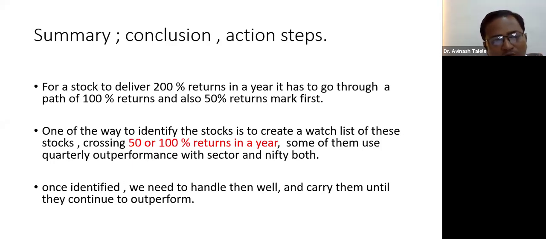Usually it has. So one way to identify the stock is to create a watch list of stocks crossing 50% or 100% returns in the year. Some people use quarterly outperformance of a particular sector against Nifty, or both. Sometimes there are stocks which have no sector and no defined index, so I'll tell you how to create a customized index to find those stocks also. Once we identify those sectors, we need to handle them well and carry them until they continue to outperform. Because we have seen every year about 23% will lose steam and come down, 30% will continue to perform, and every year 30% new members are getting added.